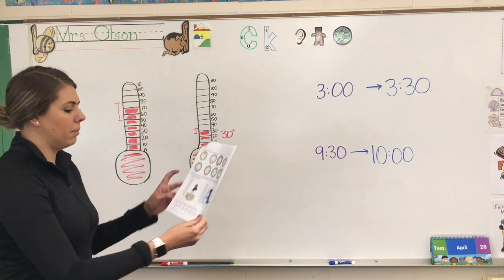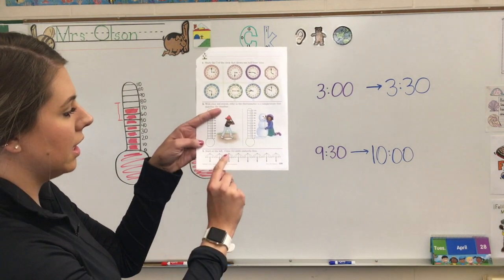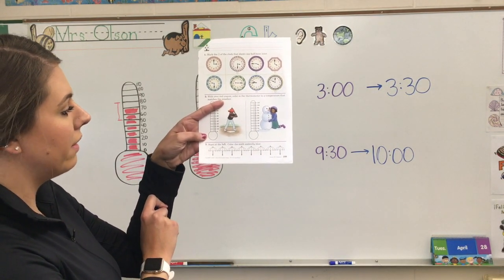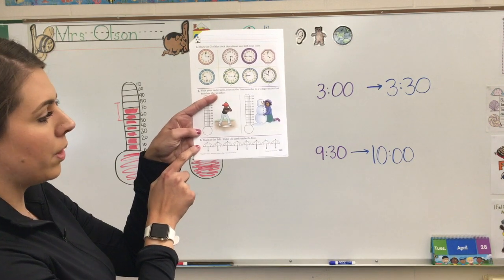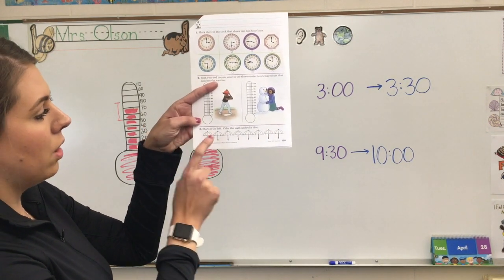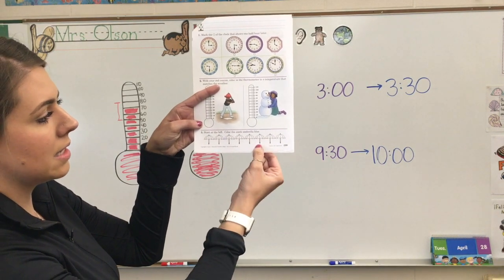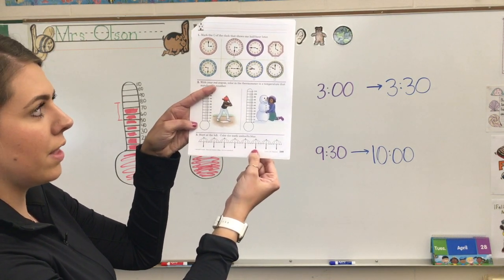And then at the very bottom on your page, it says start at the left, color the 6th umbrella blue. So we're going to have to start on the left-hand side. We'll start over here, and we're going to count over 6 umbrellas. 1, 2, 3, 4, 5, 6. So this one here, we're going to color that blue.